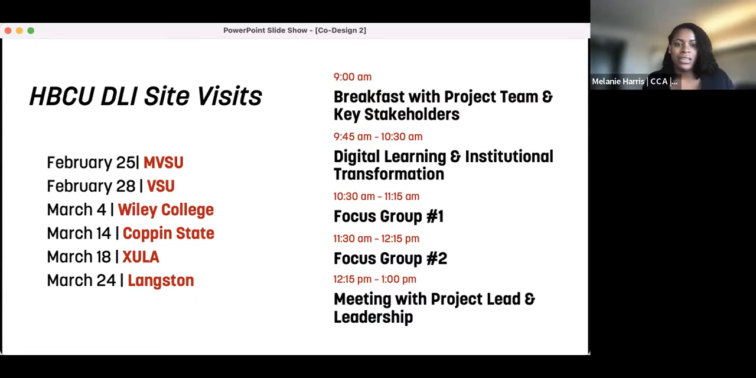Then we'll close out the day by touching base with the project lead and any leadership that we might have missed in the morning. So these are the dates, these are the times. Everyone said they wanted us to be there in the morning, so we'll be there in the mornings. Please let me know if you have any questions. Again, more information coming soon, but I just wanted to share this.